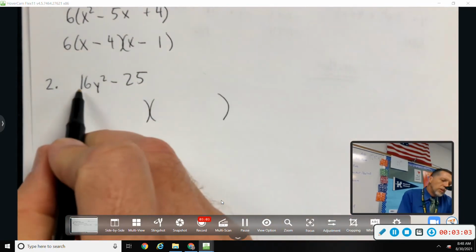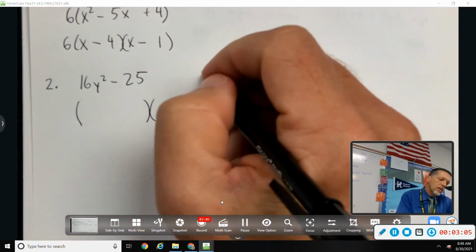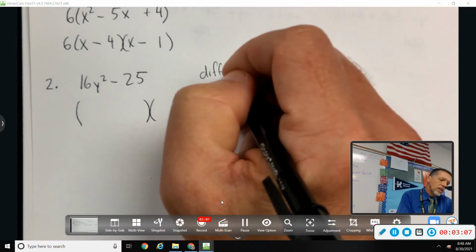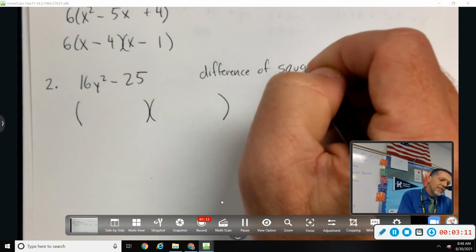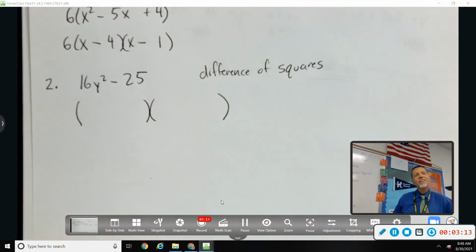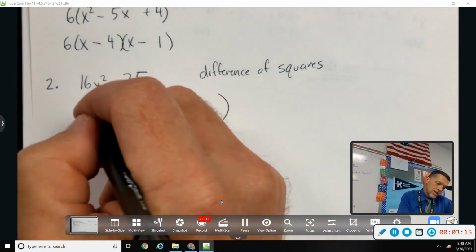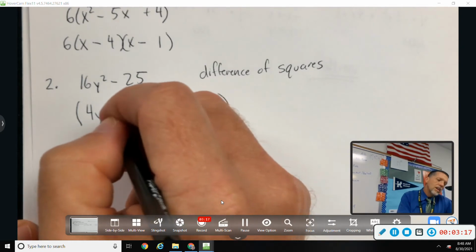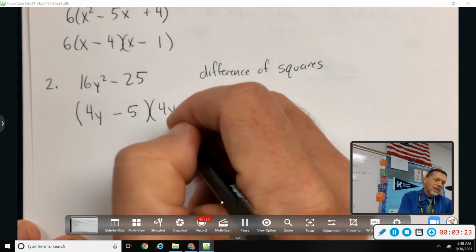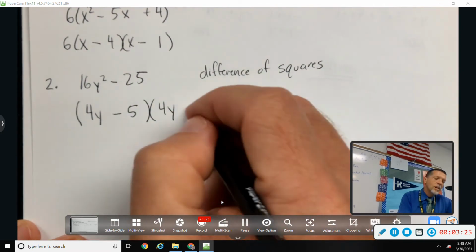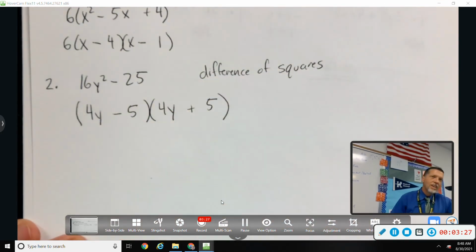But both of those are perfect squares, so you would just square root both. Difference of squares. So it'd be 4y minus 5 and 4y plus 5, because it's plus or minus.